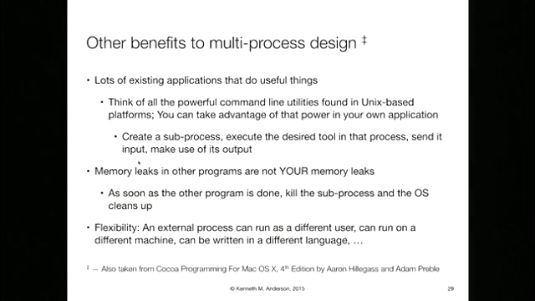Another one is that if there is something you use and it has a memory leak, it's not your memory leak. As soon as you're done with invoking this other process and getting its data back, you can tell it to go away. And then that memory leak, if it occurs, is not part of your program. It's something that the operating system will take care of. And then you get a bunch of flexibility.